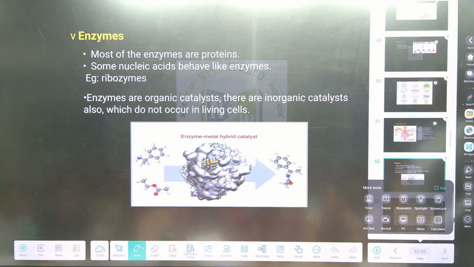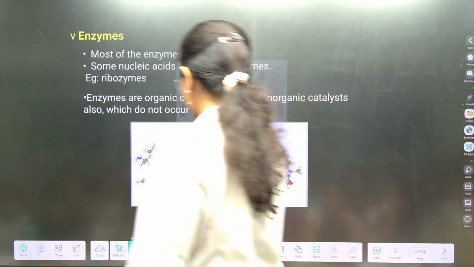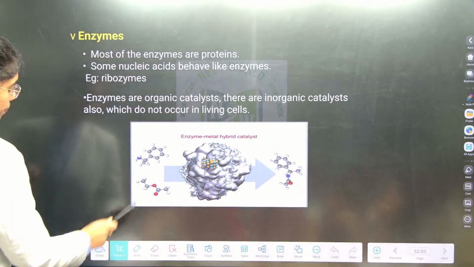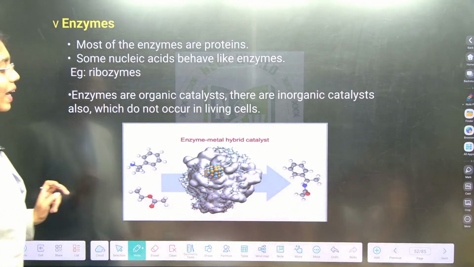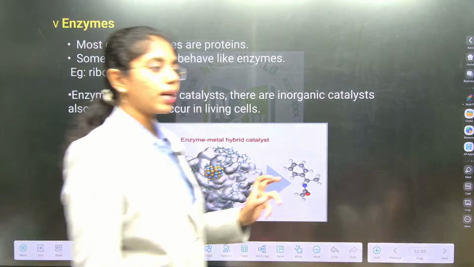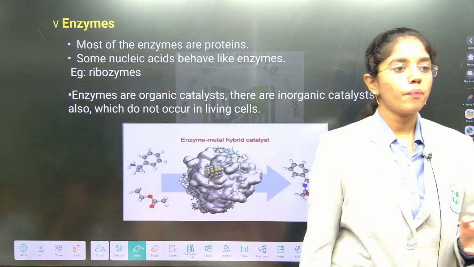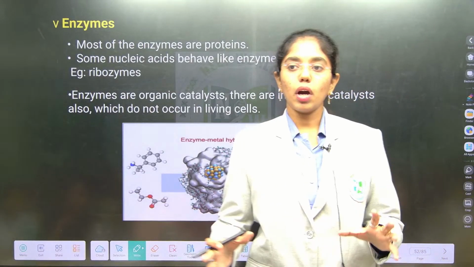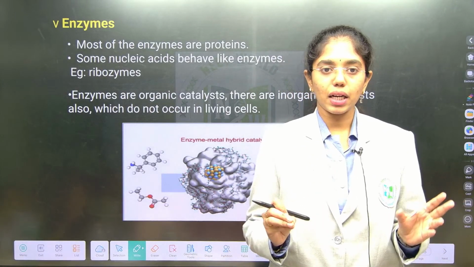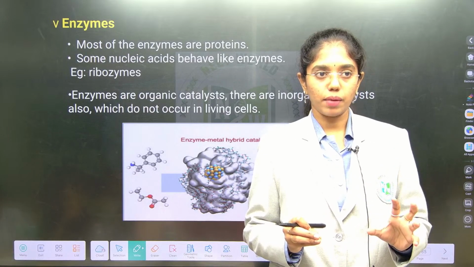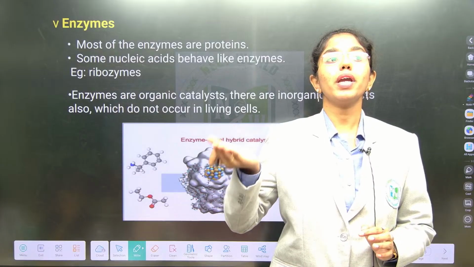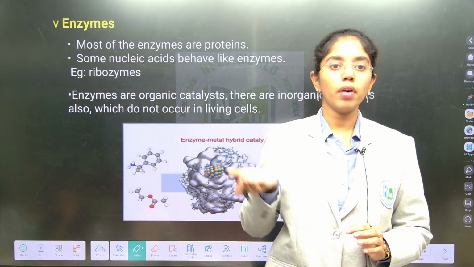Next about enzymes. What are enzymes? Basically, what do you consider an enzyme as? In living organisms, it is commonly addressed as a biocatalyst. Basically, you understand what the role of an enzyme is. It will enhance the speed of reaction or rate of reaction.